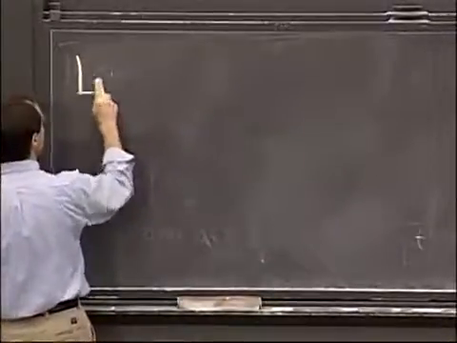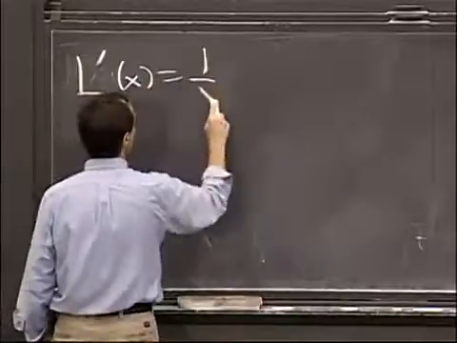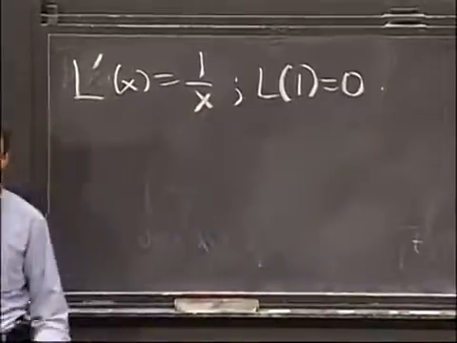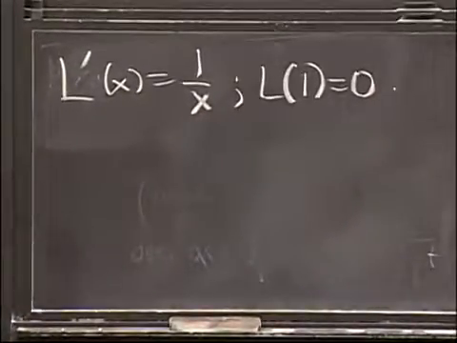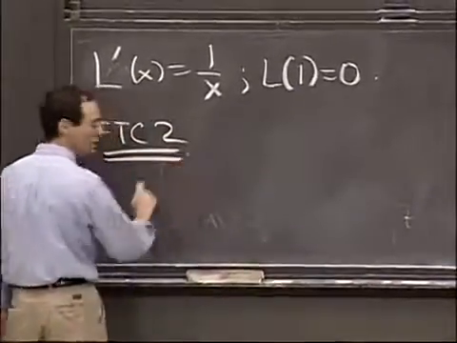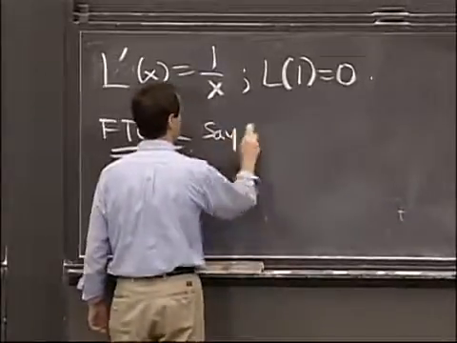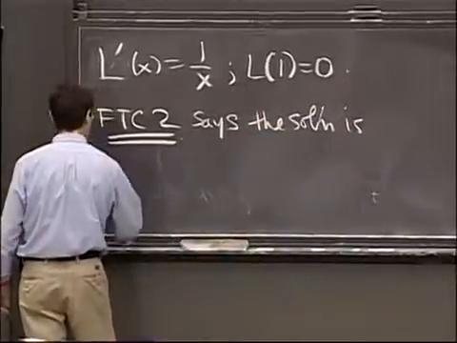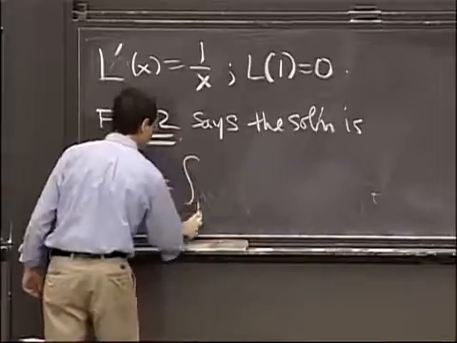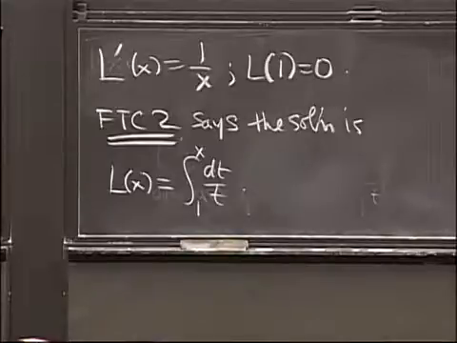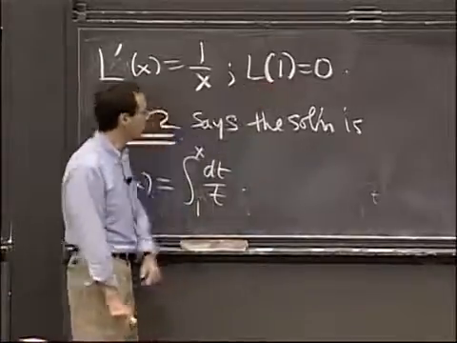So let's consider the differential equation L prime of x is equal to 1 over x, and say with the initial value L of 1 is equal to 0. The solution, so the fundamental theorem of calculus 2 tells us the solution is this function here, L of x equals the integral from 1 to x dt over t. That's how we solve all such equations. We just integrate, take the definite integral. And I'm starting at 1 because I insisted that L of 1 be 0.